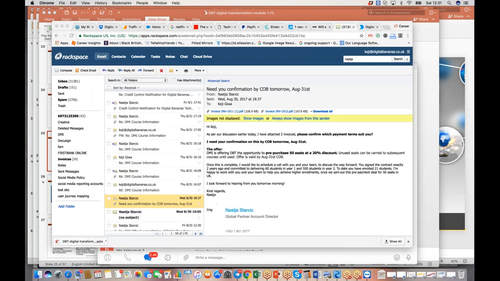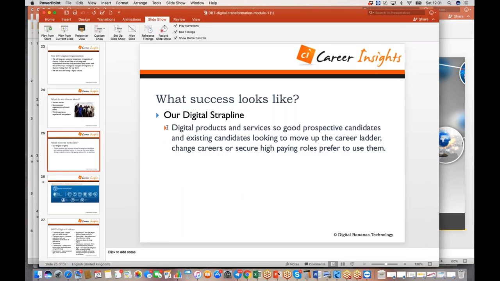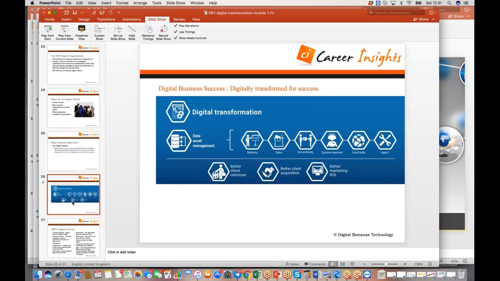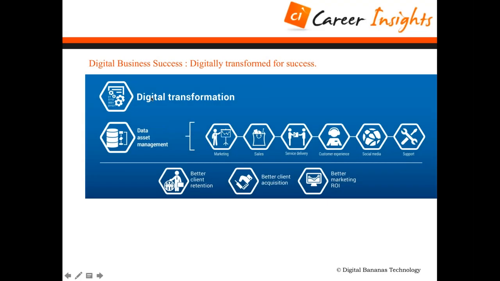I always tell people this. Now, coming back over here, we want to build digital products and services so good that prospective candidates and existing candidates looking to move up the career ladder, change careers, or secure high-paying roles prefer to use us. So what does that now mean? It means that for our business, we need to have a centralized customer data center, integrated into all of our channels with multi-channel integration, in order for us to have better client retention, better client acquisition, and better marketing return on investment by being customer-centric. I'm telling you right now, this is what you need to learn.